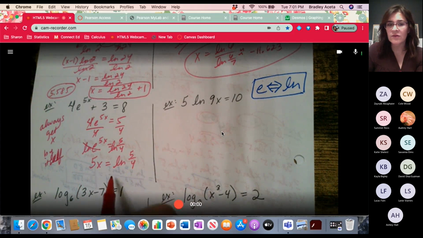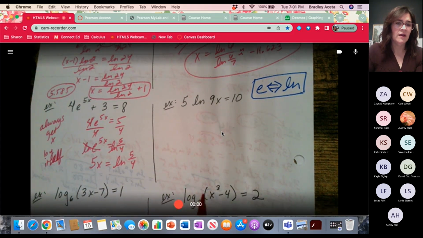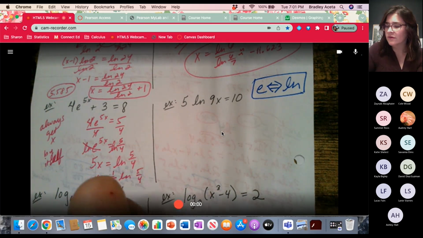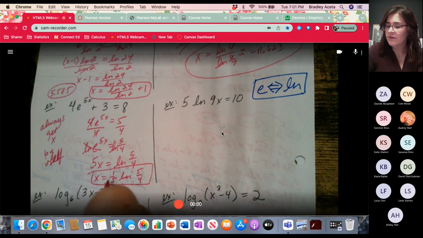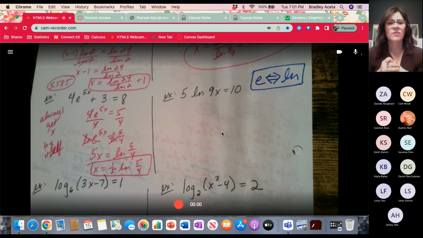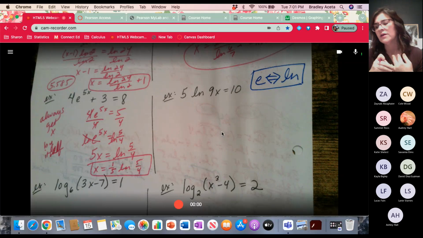But really, when you divide by 5, the way they want you to write it in Pearson is they actually want you to write it like this. x equals 1/5 ln of 5/4. Dividing by 5 is the same as multiplying by 1/5. So make sure for this question, you write it as 1/5. Look at your notes when you do the homework like I'm doing right now. And write it as 1/5.